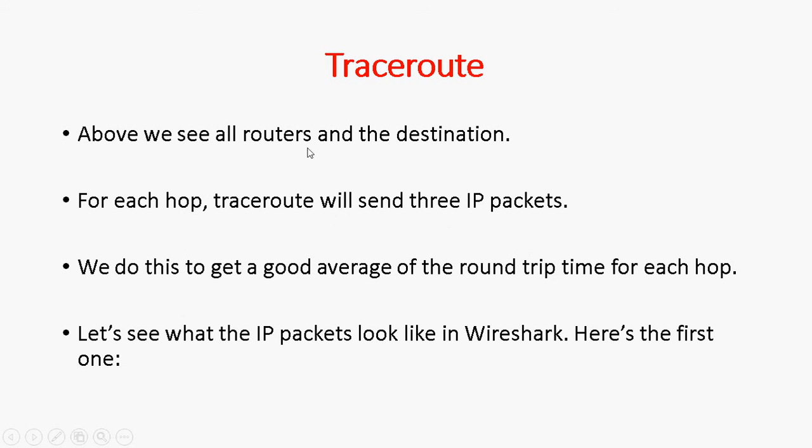So above we see all the routers and the destination. For each hop, traceroute will send 3 IP packets. Each and every time the PC will send an IP packet, it will send it 3 times. We do this to get a good average of round trip time for each hop. So let's see what the IP packets look like in Wireshark.